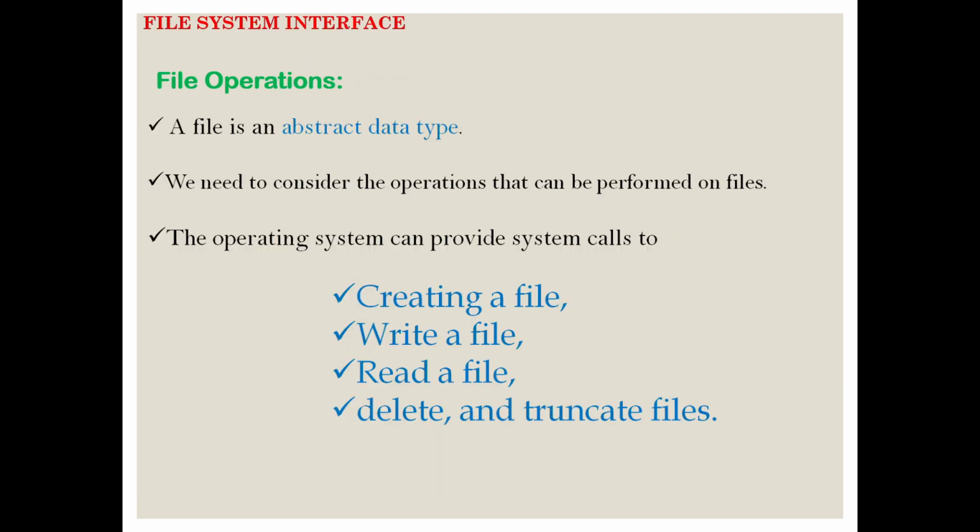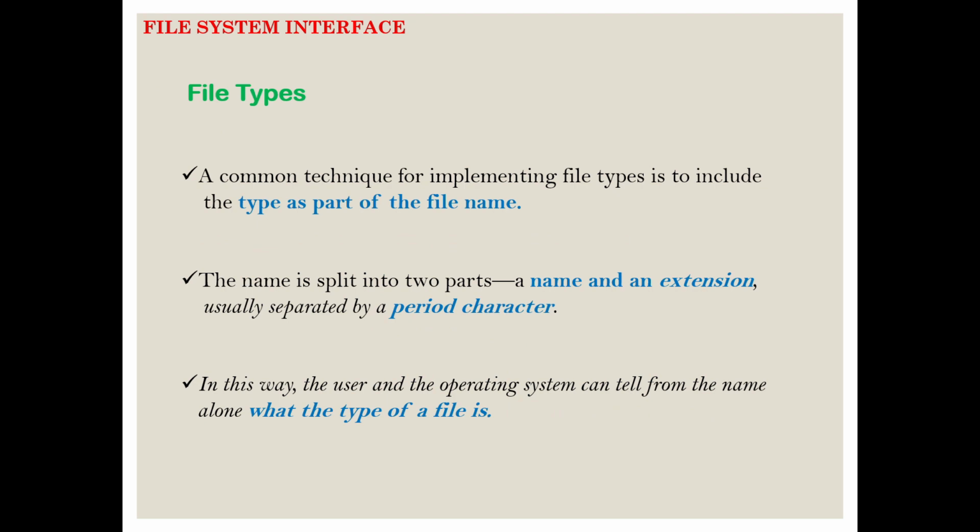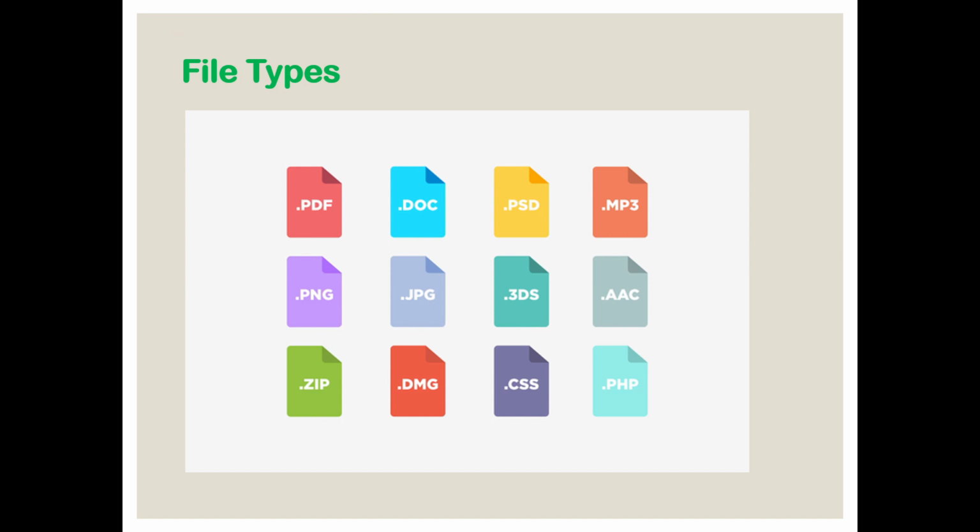So what is meant by file operations? We have some file operations like creating a file, writing a file, reading a file, and deleting a file. So these five types come under the file operations. Now file types. The name is split into two parts: a name and an extension, usually separated by a period character. So what are the file types? PDF files, zip files, PNG files, JPG files, MP3, doc, PHP, CSS. All these files are contained in the file types.